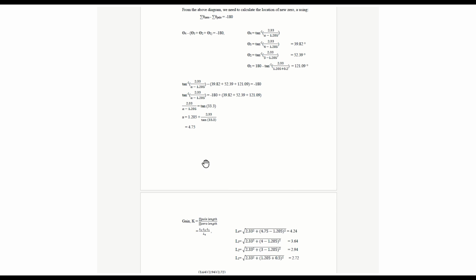Now after we have put this zero, we have to know the value of gain K in order to obtain that desired pole location. So we use this formula of product of pole lengths divided by product of zero lengths.